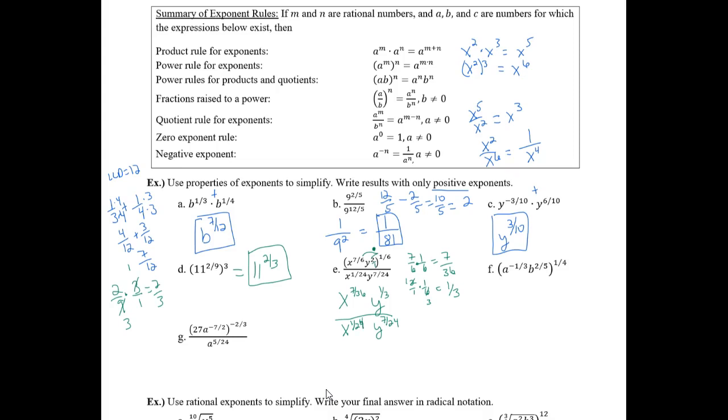Okay, now I'm not done because I still have too many x's and too many y's. This is the quotient rule. So again, I am subtracting. I have to subtract 7/36 minus 1/24. I have to have a common denominator here. The LCD of 36 and 24 is 72. I'm not going to go through that. We've done it in previous videos. You can go back and look at how to do that.